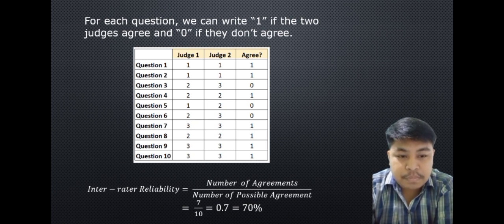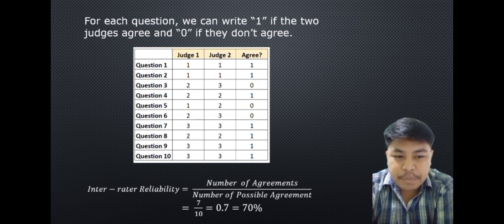Now that we have the result, we can solve for the inter-rater reliability with the formula: number of agreements over number of possible agreements. Our number of agreements is 7 and our number of possible agreements is 10. So 7 divided by 10 is equal to 0.7 or 70%. We just multiply 0.7 by 100 to convert it to percent.